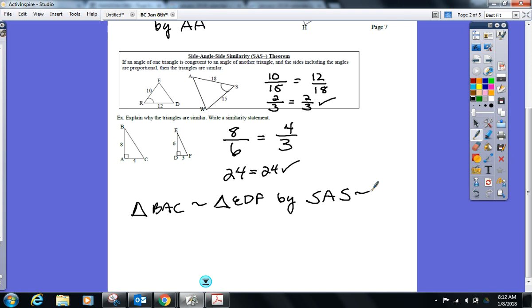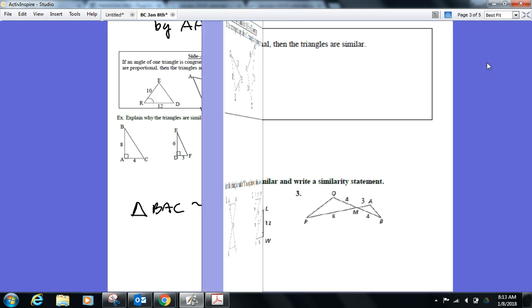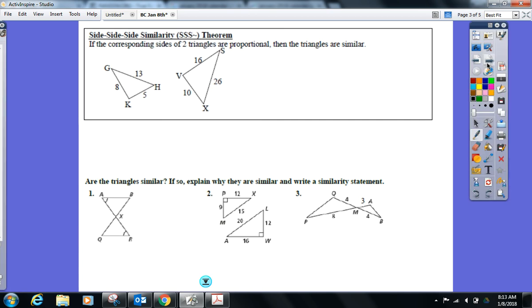Angle, side, angle, side. Ready for the last one? Another familiar one to you guys. Side, side, side. All 3 sides are in the same proportion. All 3 corresponding pairs of sides are in the same ratio. Now, a lot of people always say, how do you know which one matches up with which? Great question. Ready for the answer? Very simple. Smallest side with smallest side. Largest side with largest side.